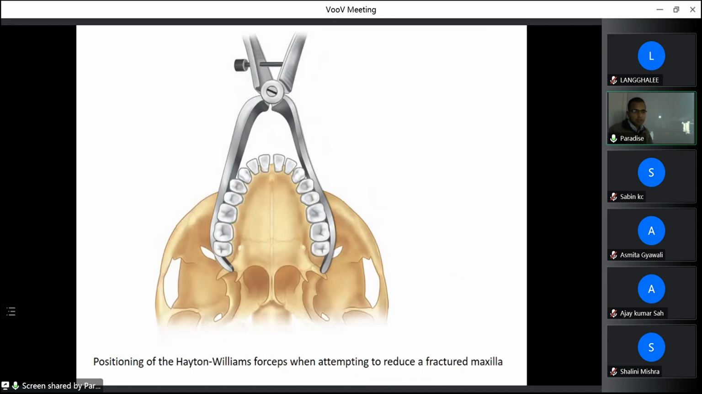Another forceps is Hayton-Williams forceps. It is also used to disimpact the maxilla. It is also used to mobilize the maxilla. It holds the whole of the maxilla simultaneously. Then you can reduce it. The fractured maxilla can be reduced with the help of Hayton-Williams forceps.